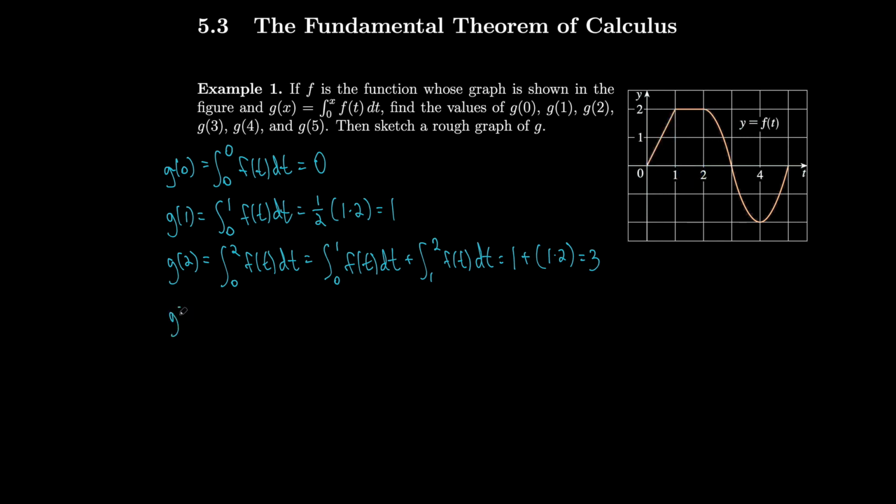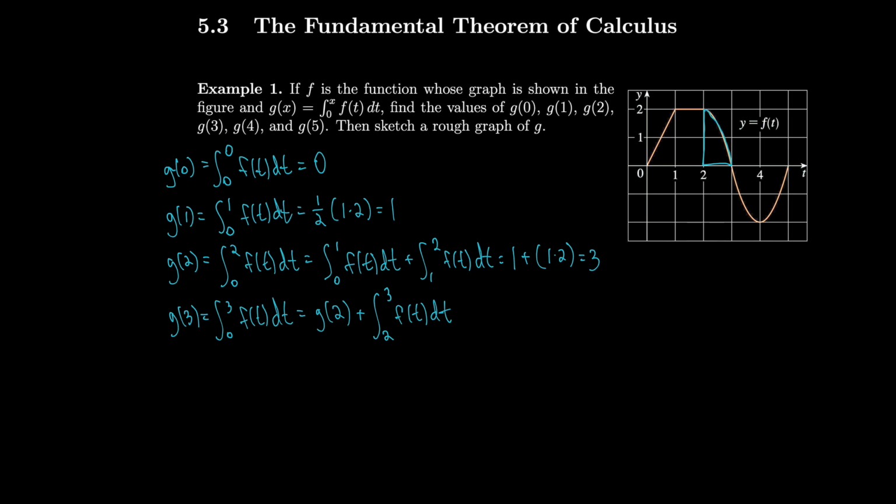Next up, g of 3 is the integral from 0 to 3 of f of t dt. So that's just g of 2, the previous integral we got, plus the new part of the area that we haven't calculated yet, which is from 2 to 3. So that's this entire area we already have. We know that that equals 3. So we just have to get this new piece over here.